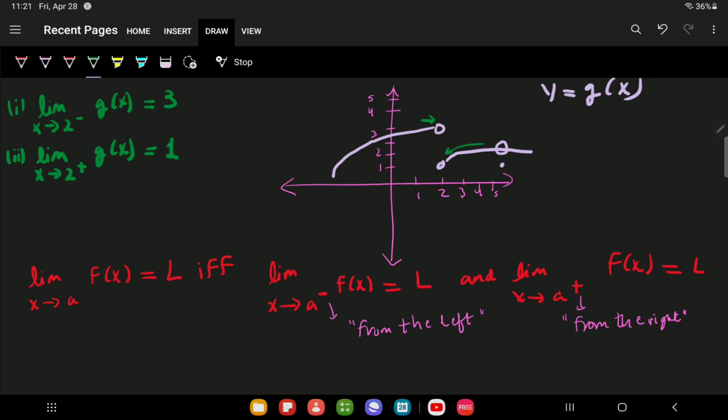Now, are the right-hand limit and left-hand limit equal to each other? No. Because 3 is not equal to 1, we can say the limit as x approaches 2 of g of x does not exist. So DNE is our keyword: does not exist.